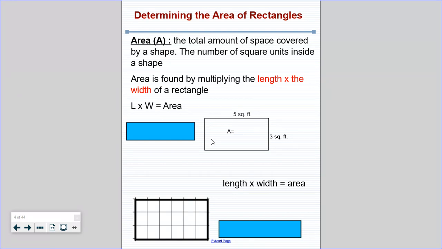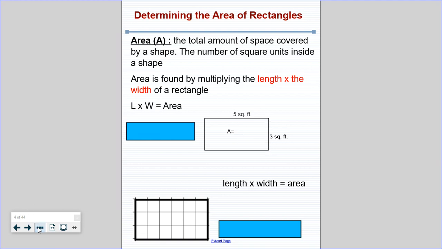No, we cannot. So this one, we cannot find the area by counting the square units. But area is also found by multiplying the length times the width of a rectangle. So take a look at this. This rectangle, the length is 5 square feet. The width is 3 square feet.